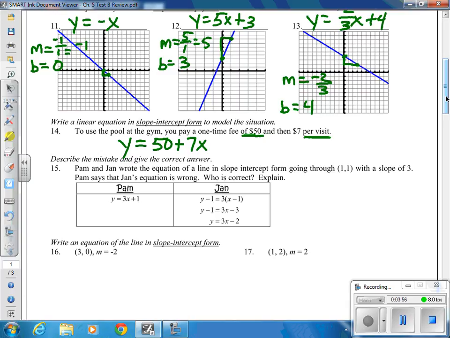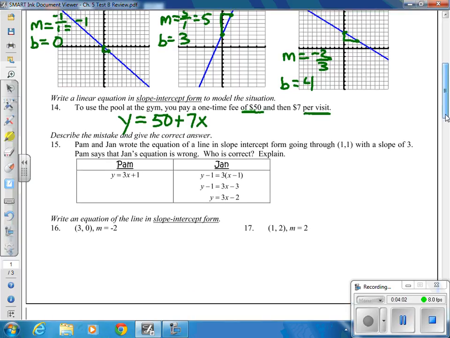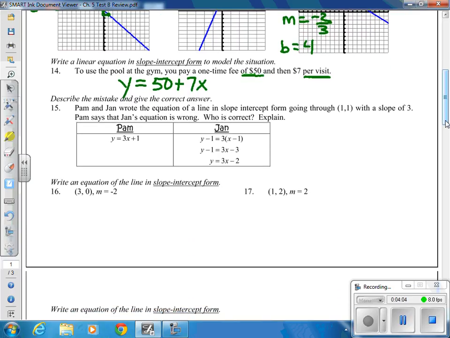Okay, for number 15, Pam and Jan both wrote the equation of the line in slope-intercept form, going through the point (1, 1) with a slope of 3. And Pam says that Jan is wrong, so we want to know who is right and explain how we know that. Well, if you look at both equations, both have a slope of 3, so that's not the issue.